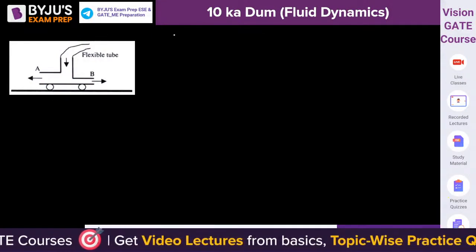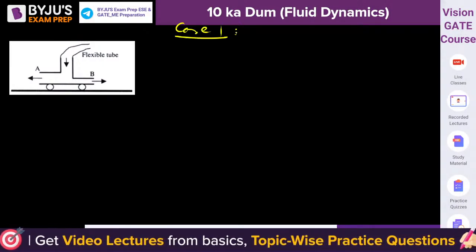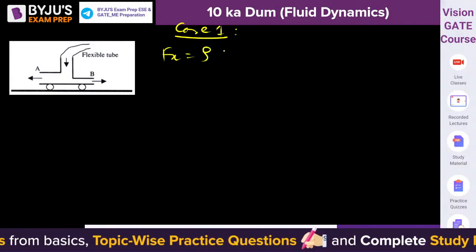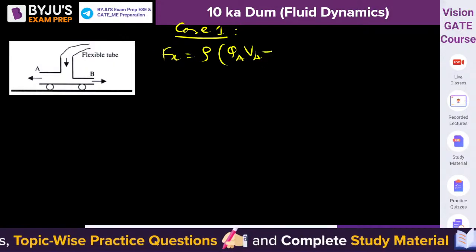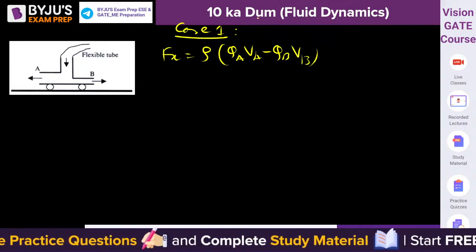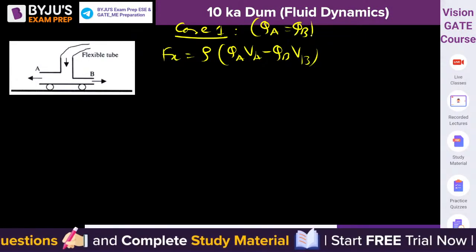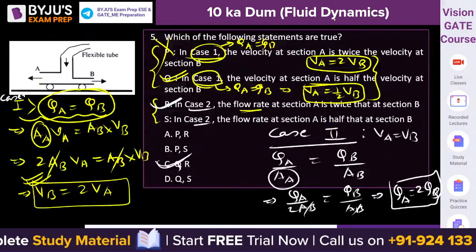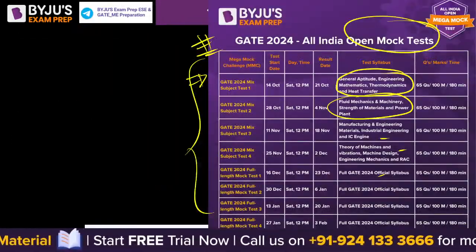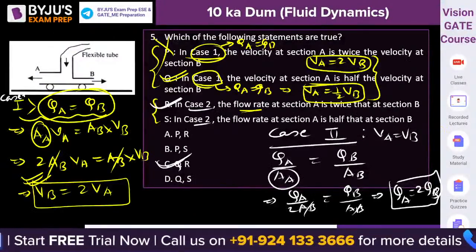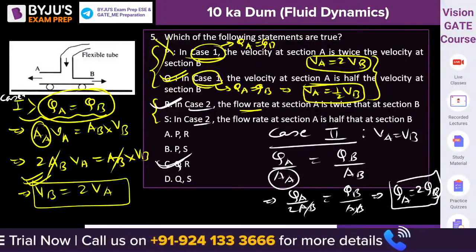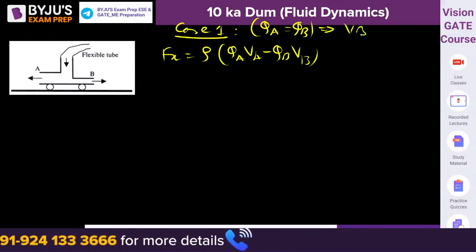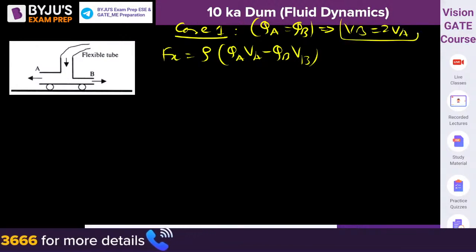So for the first case, Fx is equal to ρ(QAVA − QBVB), and case 1 says QA is equal to QB. If QA is equal to QB, then what did we get in case 1? VB is equal to twice of VA. VB is equal to twice of VA. That is what we got.